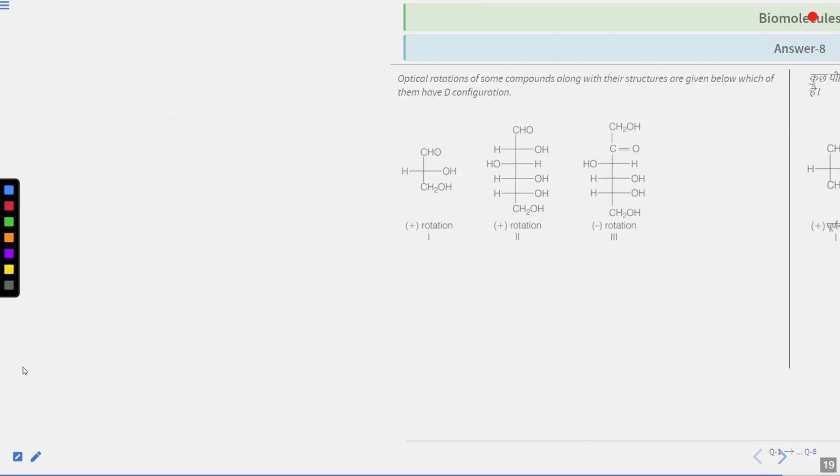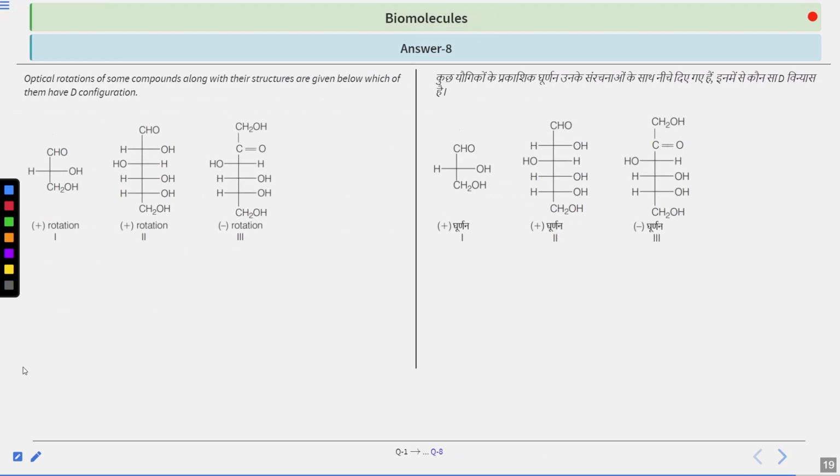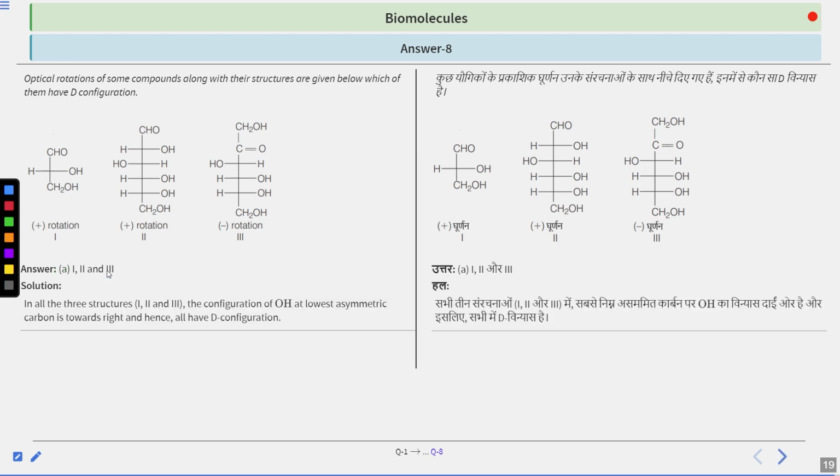Okay, let's see. So the correct answer for the given question is option A, that is first, second, and third. That means all the structures will be giving us D-configuration. In all the three structures, first, second, and third, the configuration of the hydroxyl group at the lowest asymmetric carbon is towards right, and hence all have D-configuration.